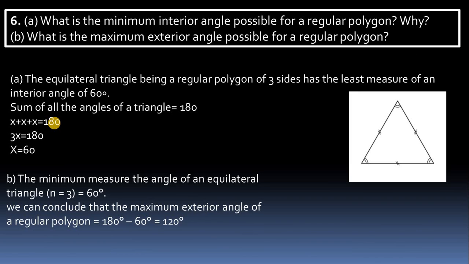Then in part B, what is the maximum angle possible? The minimum is 60, so suppose this interior angle is 60. Here in this minimum angle we are taking 60. So what about the maximum exterior angle? It is 180 minus 60. It's very simple, 180 minus 60. So what is the answer of 180 minus 60? It is 120. So B's answer was quite simple if you use the trick for that.